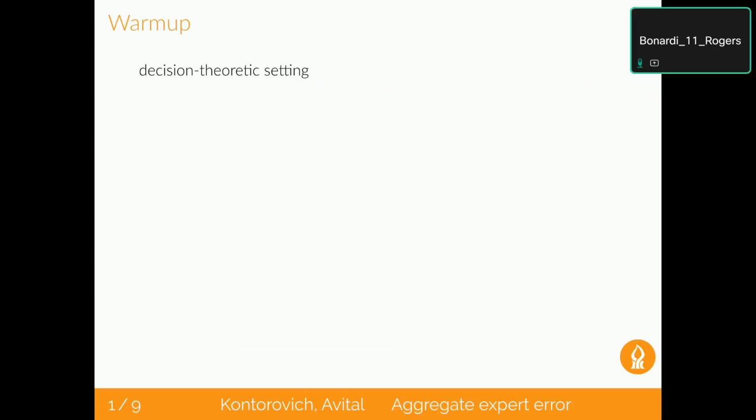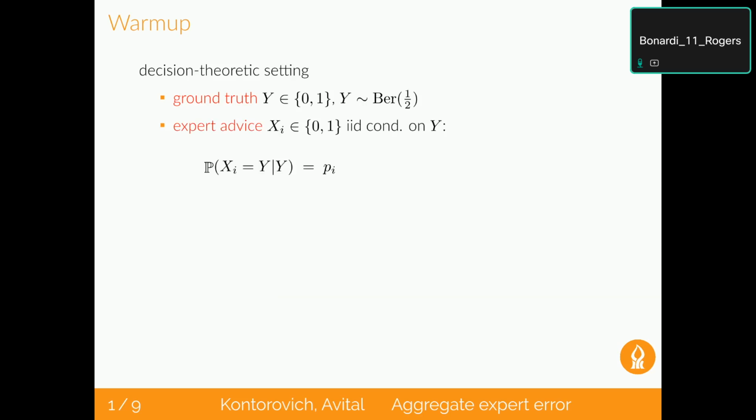Actually, this paper isn't even about machine learning. It's about decision theory. I'll first describe a more basic problem, so we get the full setting, and then I'll describe the more general one. Imagine there is a ground truth, which is a random bit drawn from a balanced Bernoulli, and we want to know y, but we don't have direct access to it.